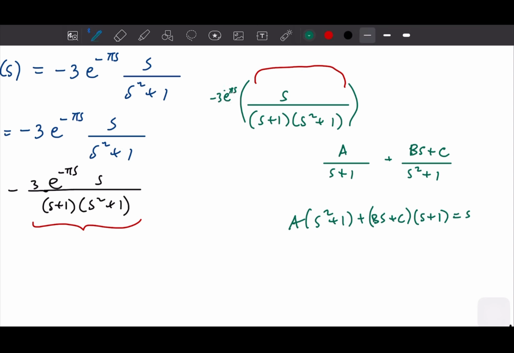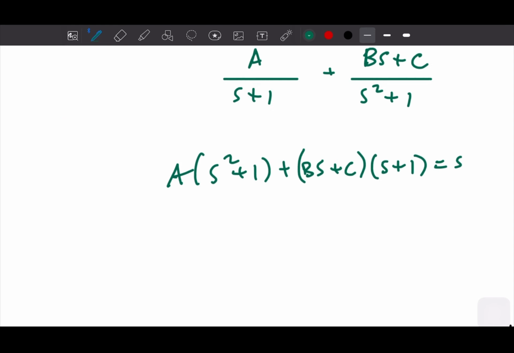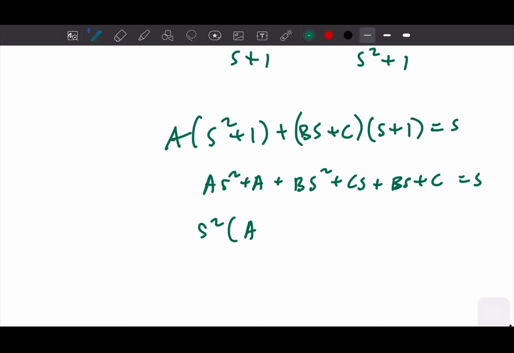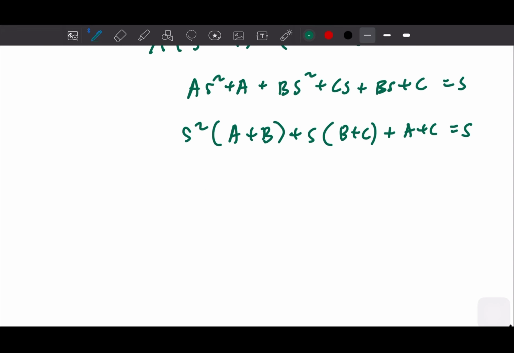e^(-πs), okay? Yeah, I think we can solve this. So A/(s) squared plus a plus b s squared plus c s plus b s plus c equals s. So s squared is (a + b) plus (b + c) s plus (a + c). Okay, very nice. So a plus b is 0, b plus c is 1, a plus c is 0. Okay, I think we can solve.